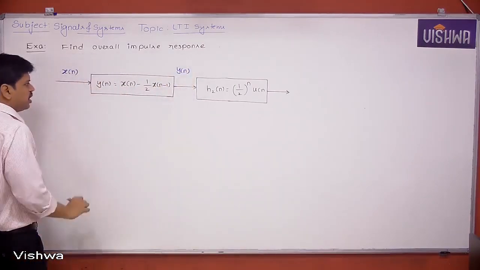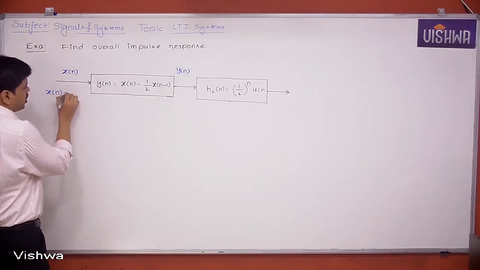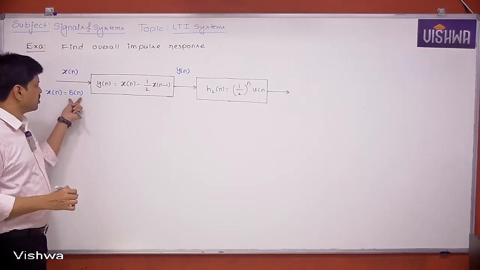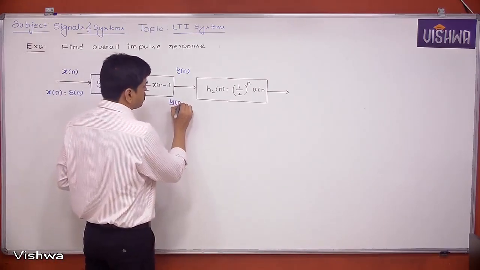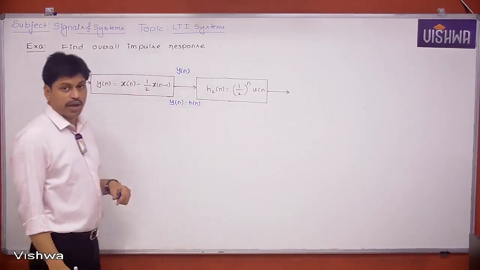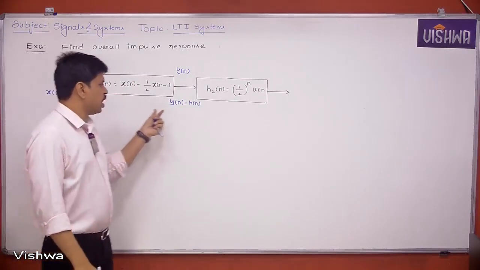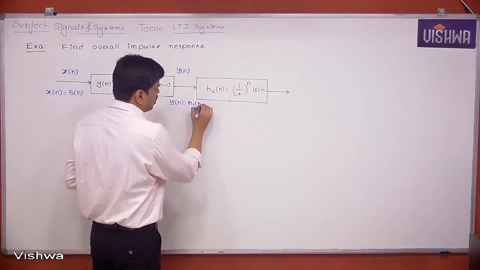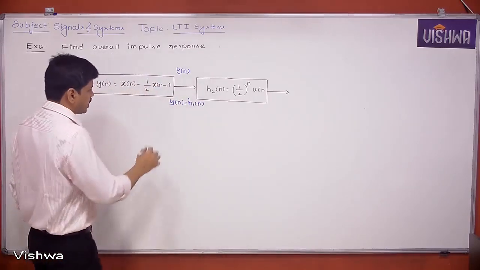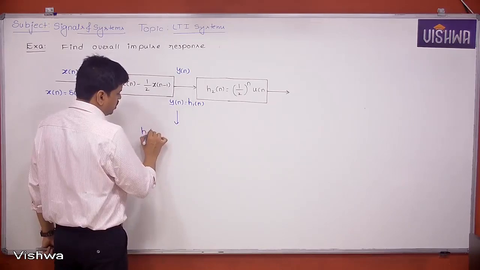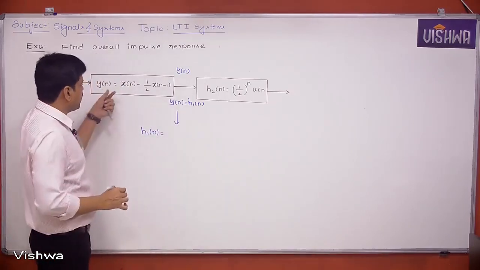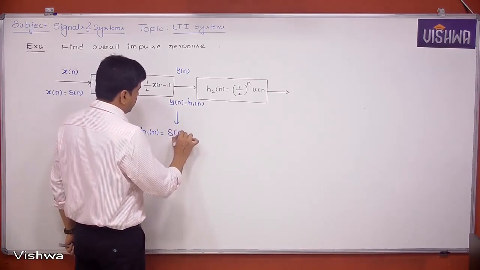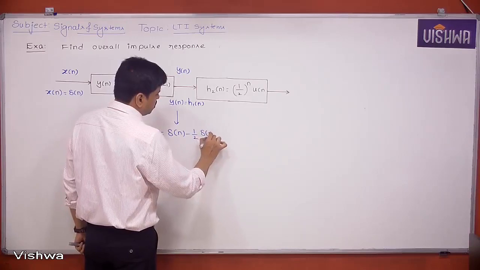Now my question: if the input x of n is delta n, that means if I replace x with delta, then we have to replace y with h of n. I hope you understood. Whenever the input is the impulse function, the output is called the impulse response h of n. So let's call it h1 of n. What is h1 of n for this system? Wherever x is there, that has to be replaced with impulse delta. So simply it is delta n minus 1 by 2 delta n minus 1.